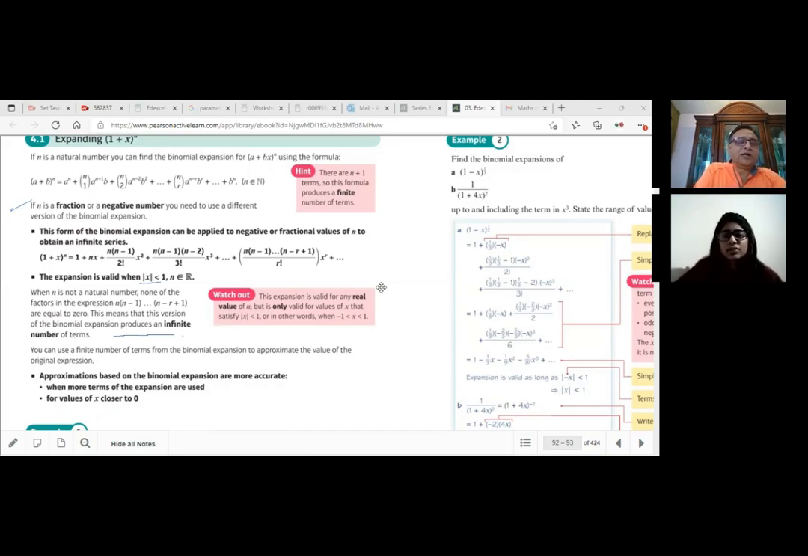Can you please read this again? When n is not a natural number, none of the factors in the expression n times (n minus 1) to (n minus r plus 1) are equal to 0. So this means that this version of the binomial expansion produces an infinite number of terms. Correct. Continue. You can use a finite number of terms from the binomial expansion to approximate the value of the original expression. Approximations based on the binomial expansion are more accurate when more terms of the expansion are used, and for values of x closer to 0. Yes.